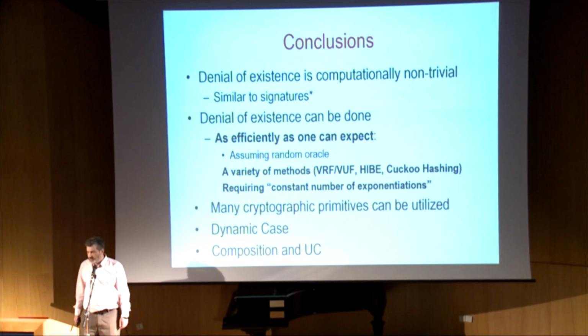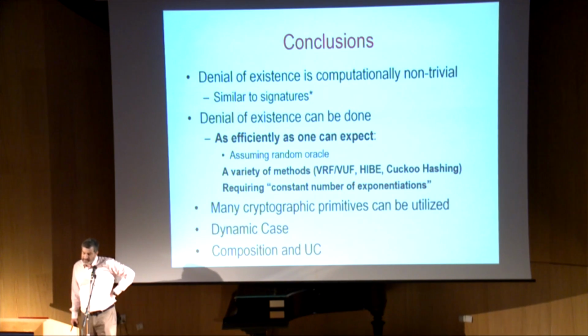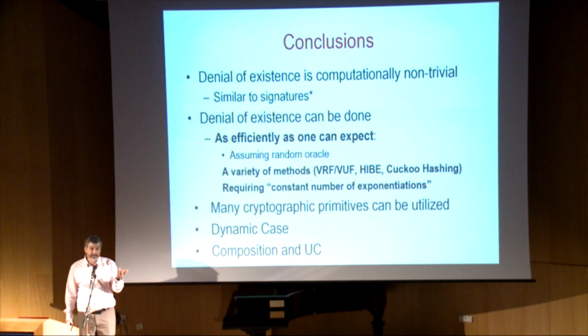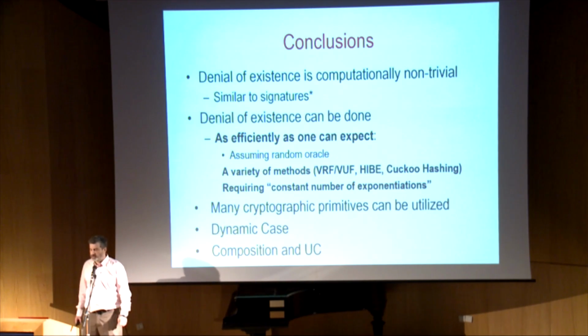Okay, so what have we learned? We learned that denial of existence is a computationally non-trivial problem, and in complexity it's similar to signatures. And denial can essentially be done as efficiently as one can expect, certainly if you assume random oracle. We have a variety of methods like VRF, VUF, HIVE, or cuckoo hashing that require a constant number of exponentiations. And many cryptographic primitives can be utilized. Perhaps primitives that you thought are really only of theoretical interest turn out to have a pretty concrete implementation.